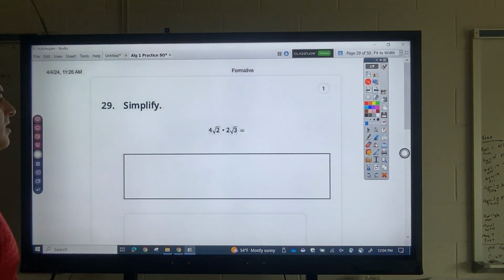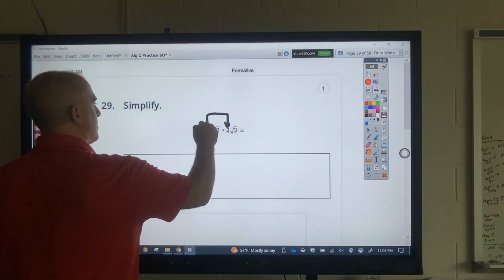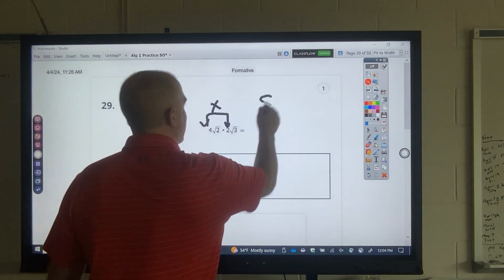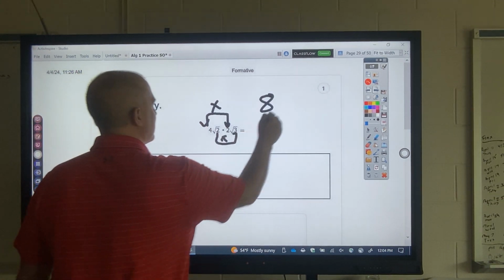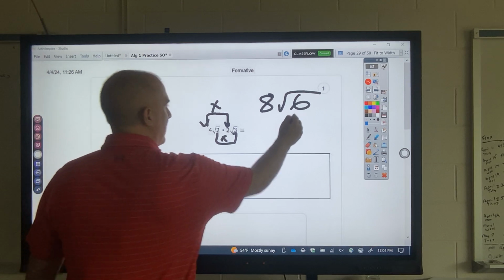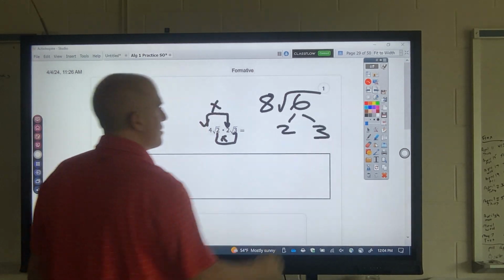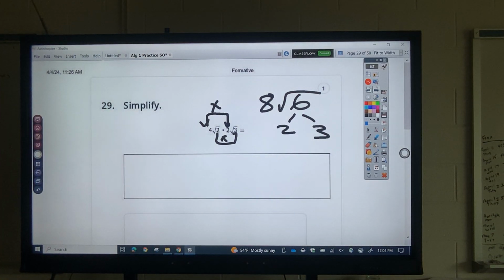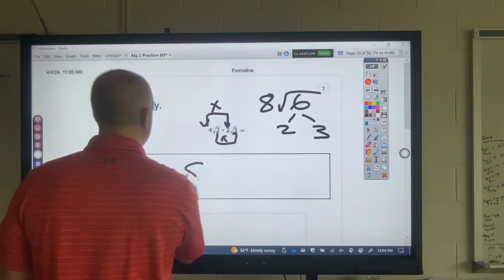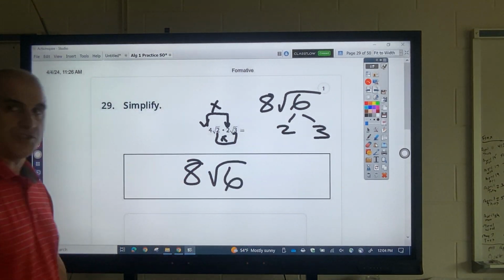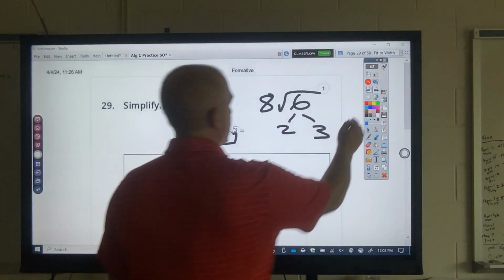Okay, this one I want to multiply both the outsides, so that'd be 8. Then I want to multiply the inside, which would be 6. If I break down 6, that's 2 and 3. Do I have any pairs? No. So this just remains 8 square root of 6. You can't get it any simpler than that.